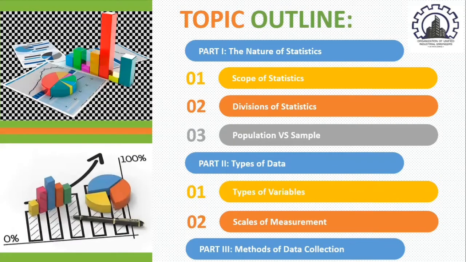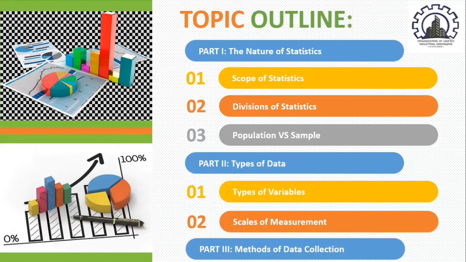Now, today's lesson is divided into three parts. First, we have the nature of statistics, which includes scope of statistics, divisions of statistics, and population versus sample. The second part is the types of data, which includes types of variables and scales of measurement. And the last part, we have methods of data collection.